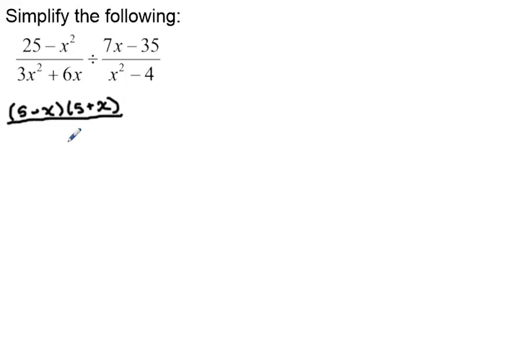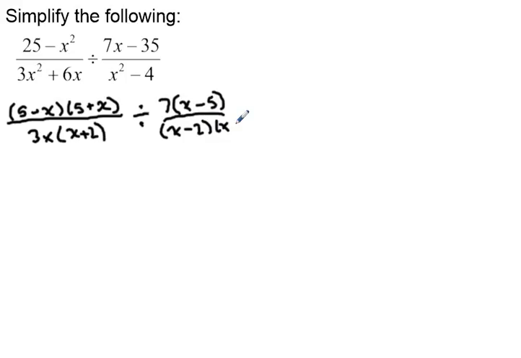In the denominator now, I see 3x squared plus 6x. I'd like to factor out 3x and rewrite this as 3x times x plus 2. So now my first expression is fully factored. Now I'd like to look at the second part. In the numerator of the second part, I see 7x minus 35. I have a common factor of 7 I could remove here, and I'd have x minus 5 left in the brackets up top. And I'd have a difference of squares in the denominator, which would be x minus 2 and x plus 2.